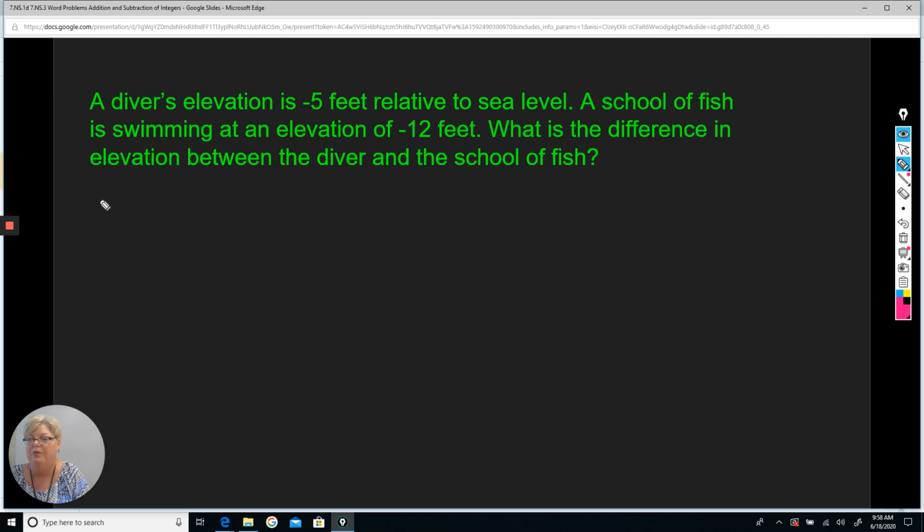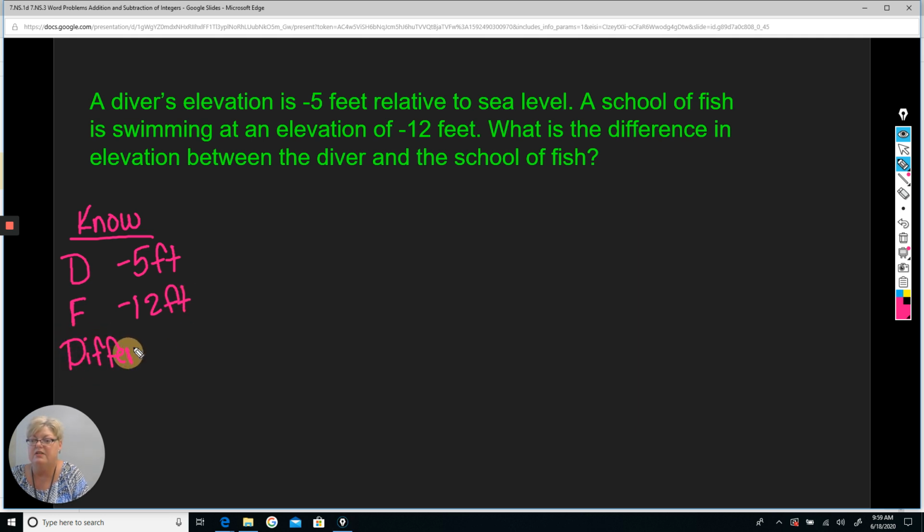So we're going to start out with writing down what we know, and we're going to pull that from the story. Diver's elevation is -5 feet relative to sea level. A school of fish is swimming at an elevation of -12 feet. What is the difference in the elevation between the diver and the school of fish? So what we know is that the diver is at -5 feet. We know that the fish is at -12 feet. And we know that we're looking for the difference.